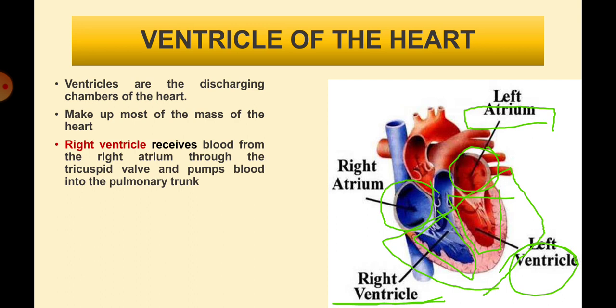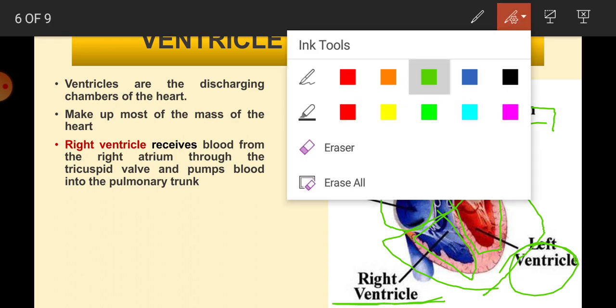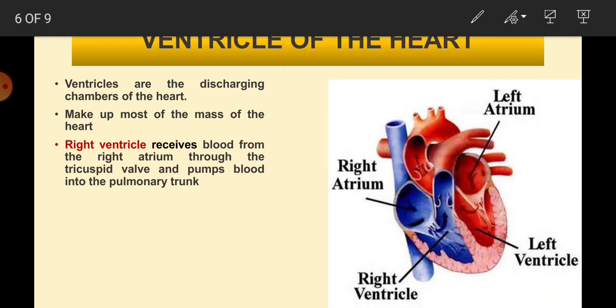The right ventricle receives blood from the right atrium through the tricuspid valve and pumps blood into the pulmonary trunk. That is, this right ventricle receives blood from the right atrium and pumps it to this pathway.